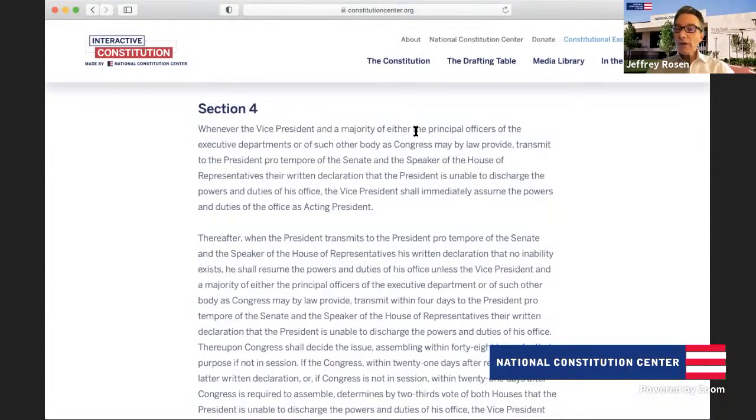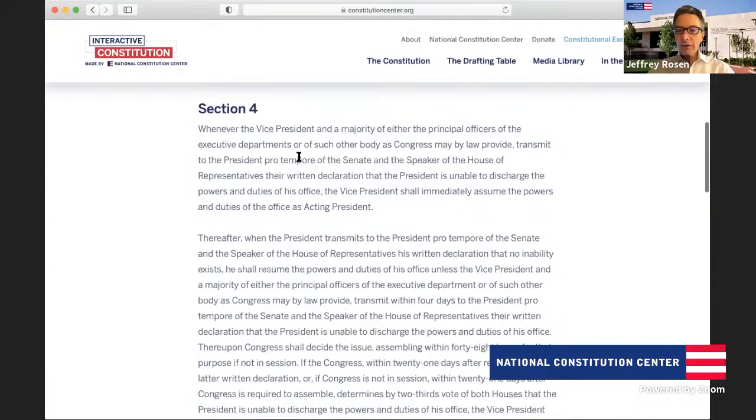Congress just last week proposed creating a new body about presidential disability, but such a body doesn't currently exist. So right now, the only way to certify disability is for the vice president and a majority of the cabinet to transmit to the president pro tempore of the Senate, that's Senator Grassley right now, and the Speaker of the House of Representatives, that's Speaker Pelosi, their written declaration that the president can't discharge the powers and duties of his office. Then the vice president immediately becomes acting president.